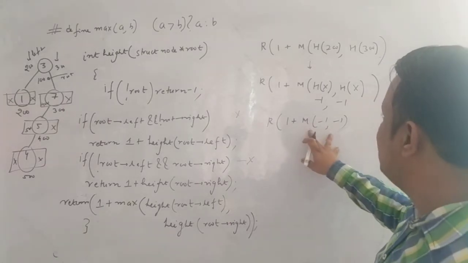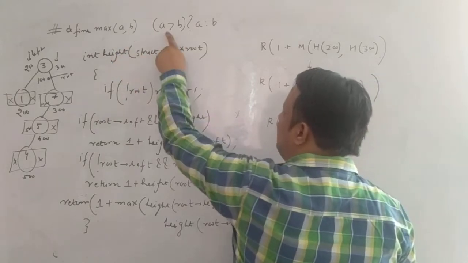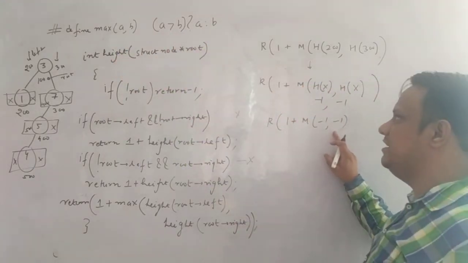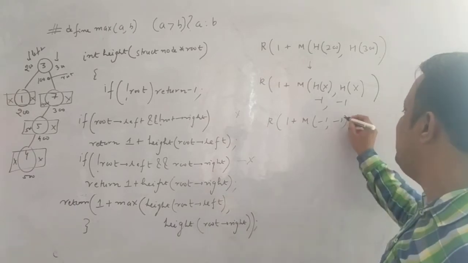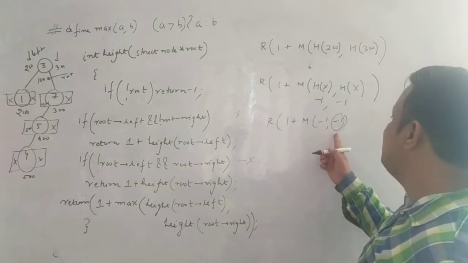So when you say max(-1, -1), it will return the maximum of the two. Max(a, b) is: if a is greater than b, then return a, else return b. So -1 greater than -1, condition false. So it will return what? It will return b, and the value of b is -1. So it will return -1.